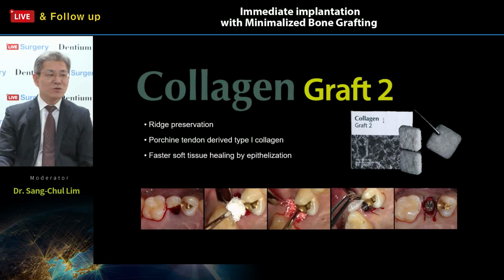About the collagen graft too, this collagen matrix gives us better soft tissue healing and also promotes bone healing potential. So sometimes we use it for ridge preservation and socket preservation procedures. This collagen matrix is from porcine tendon type 1 collagen, so there is easier and faster resorption when you apply this collagen graft to the grafted area.